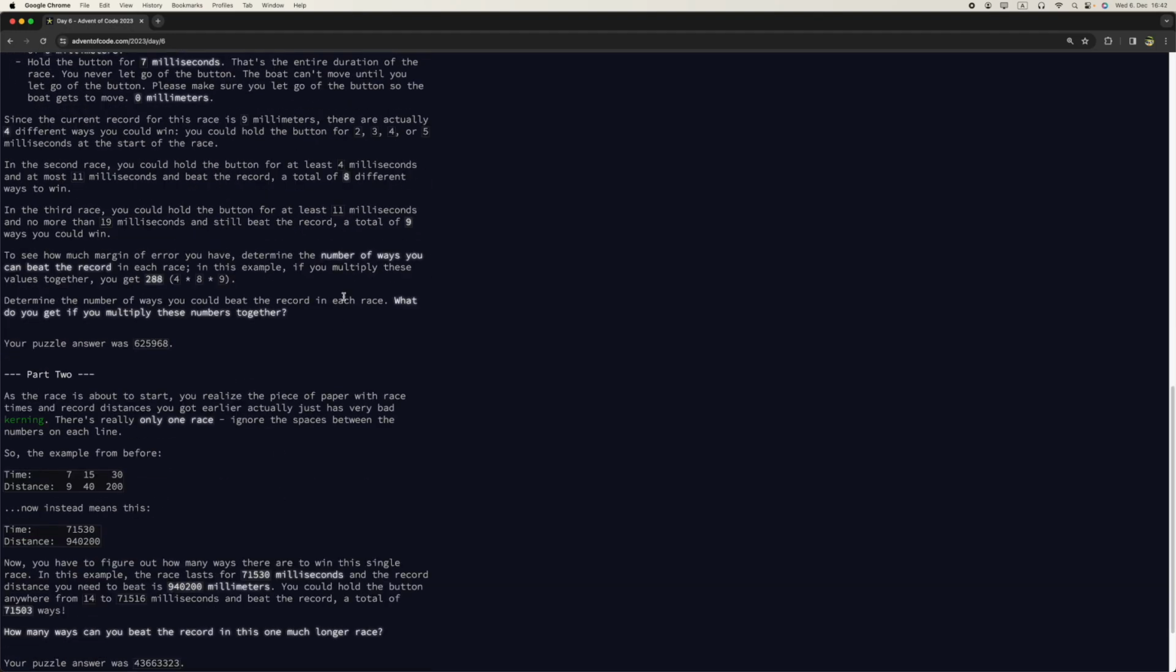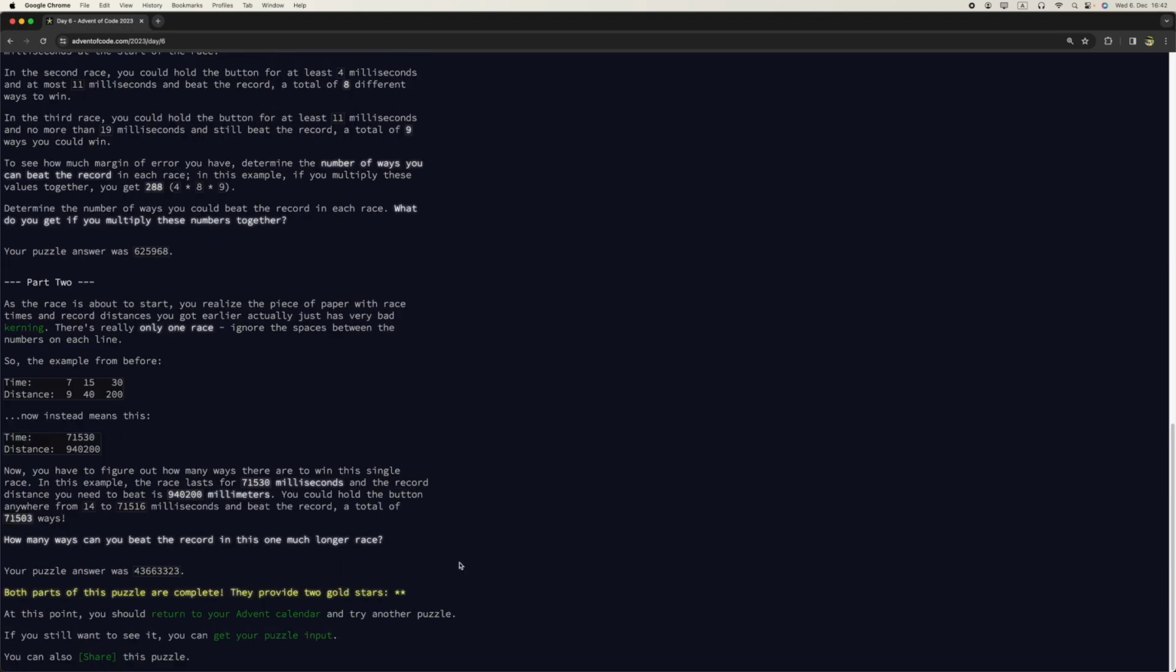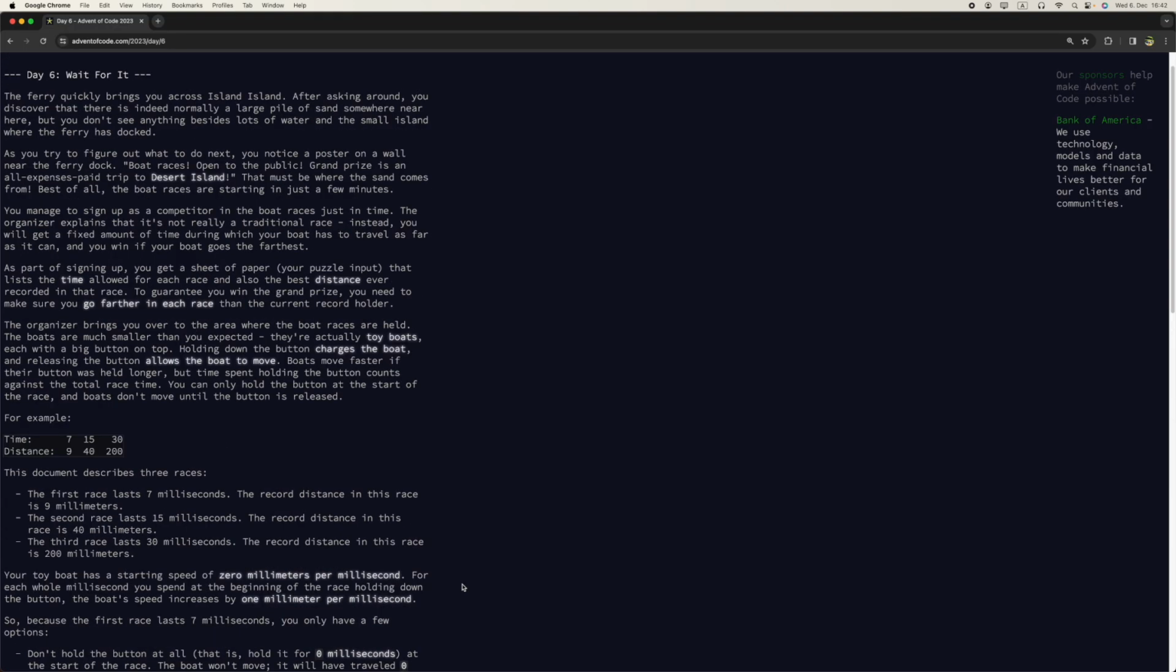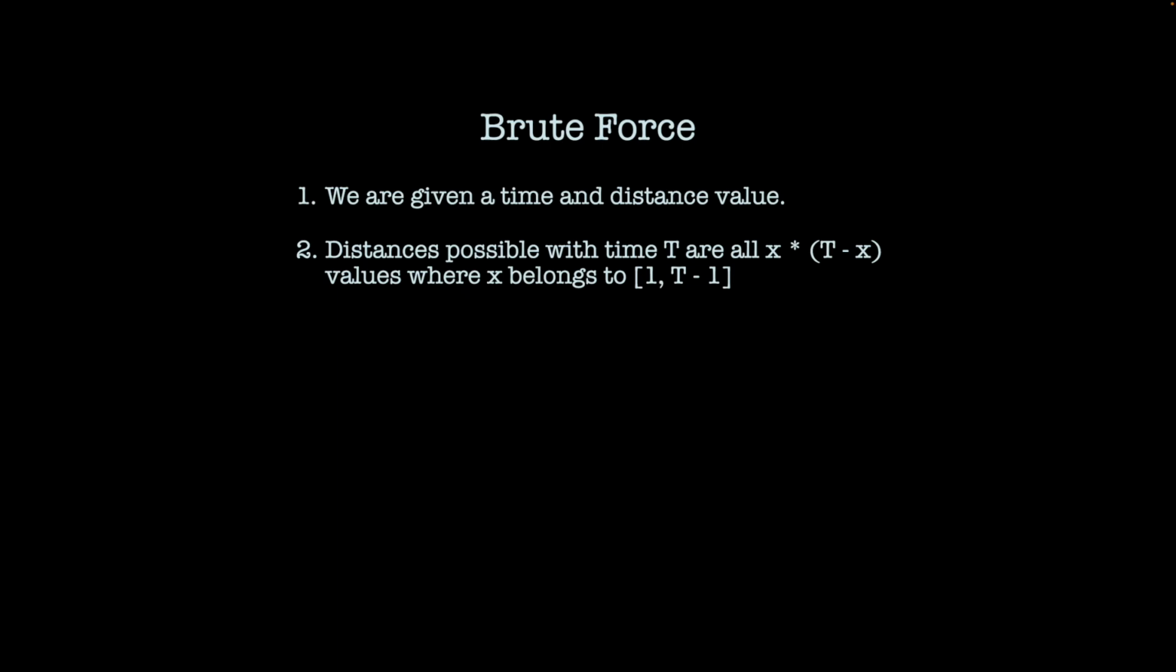Okay, so let's look at 3 different ways of solving this problem. Let's look at the first technique, the brute force technique. This is the technique I employed. It's very easy to come up with. Given a time and a distance value, we essentially look at all distances which are given by the expression x times (t minus x) for x in the range of 1 to t minus 1, and we take the count of all the distances which are greater than the given distance.